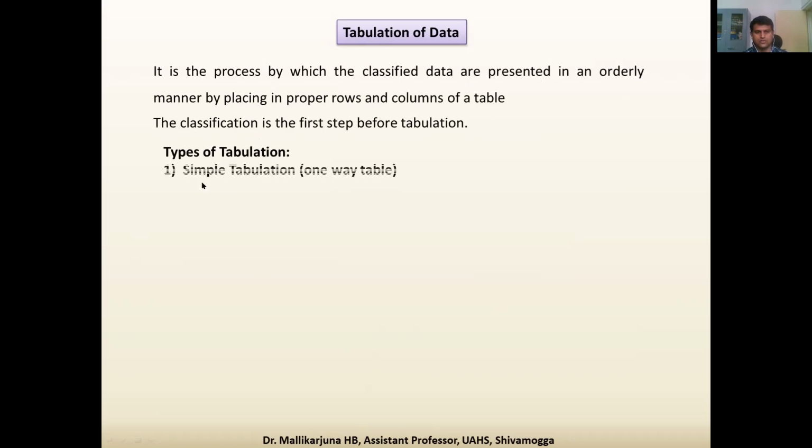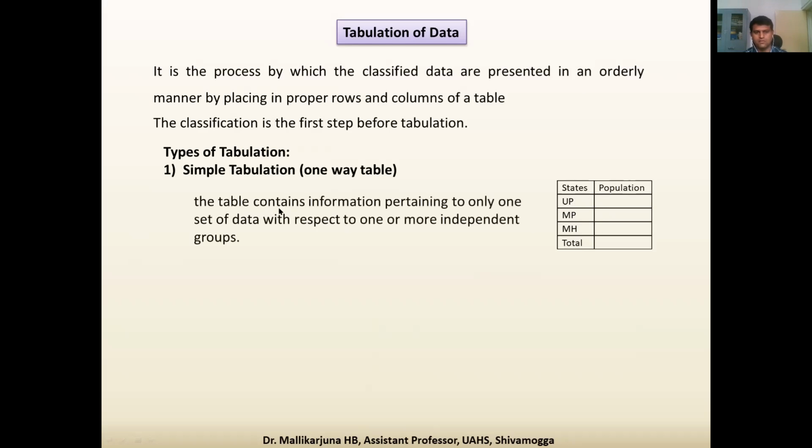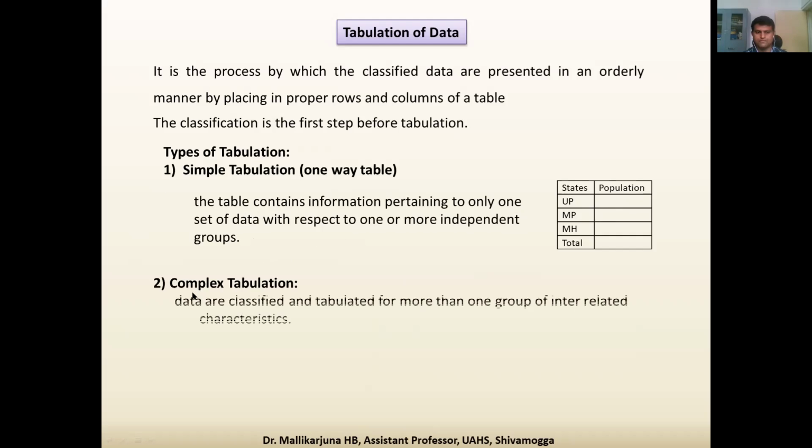Types of tabulation. Simple tabulation, also known as one-way table. With respect to one set of data, population, we made 3 groups here: UP, MP, MH. So this is one set of data, 3 variables are there. The table contains information pertaining to only one set of data, this is population, with respect to one or more independent groups. These are different groups. This is simple tabulation. Then another is complex tabulation.